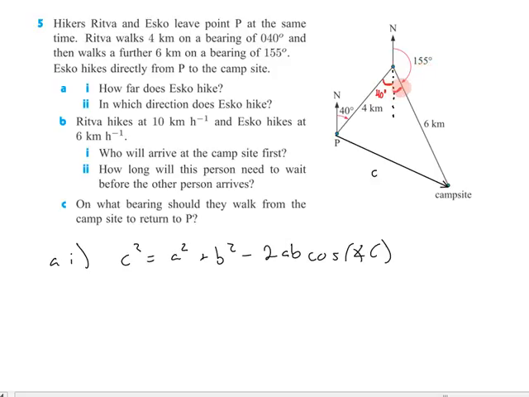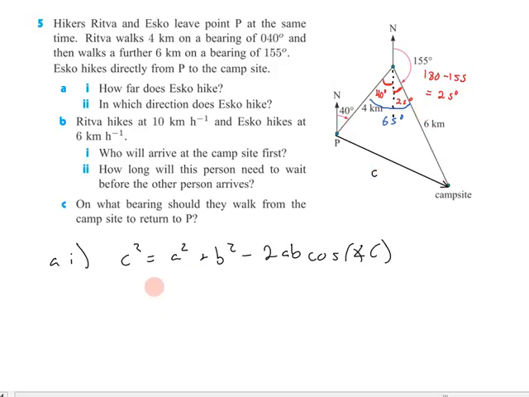Then on the other side, we have this little angle, which together with 155 degrees must be 180 degrees. So 180 take away 155 must be equal to 25 degrees. And so that little angle in there must be 25 degrees, and so altogether the whole angle would be 40 plus 25 degrees, or 65 degrees, and that would be the angle opposite our side C.